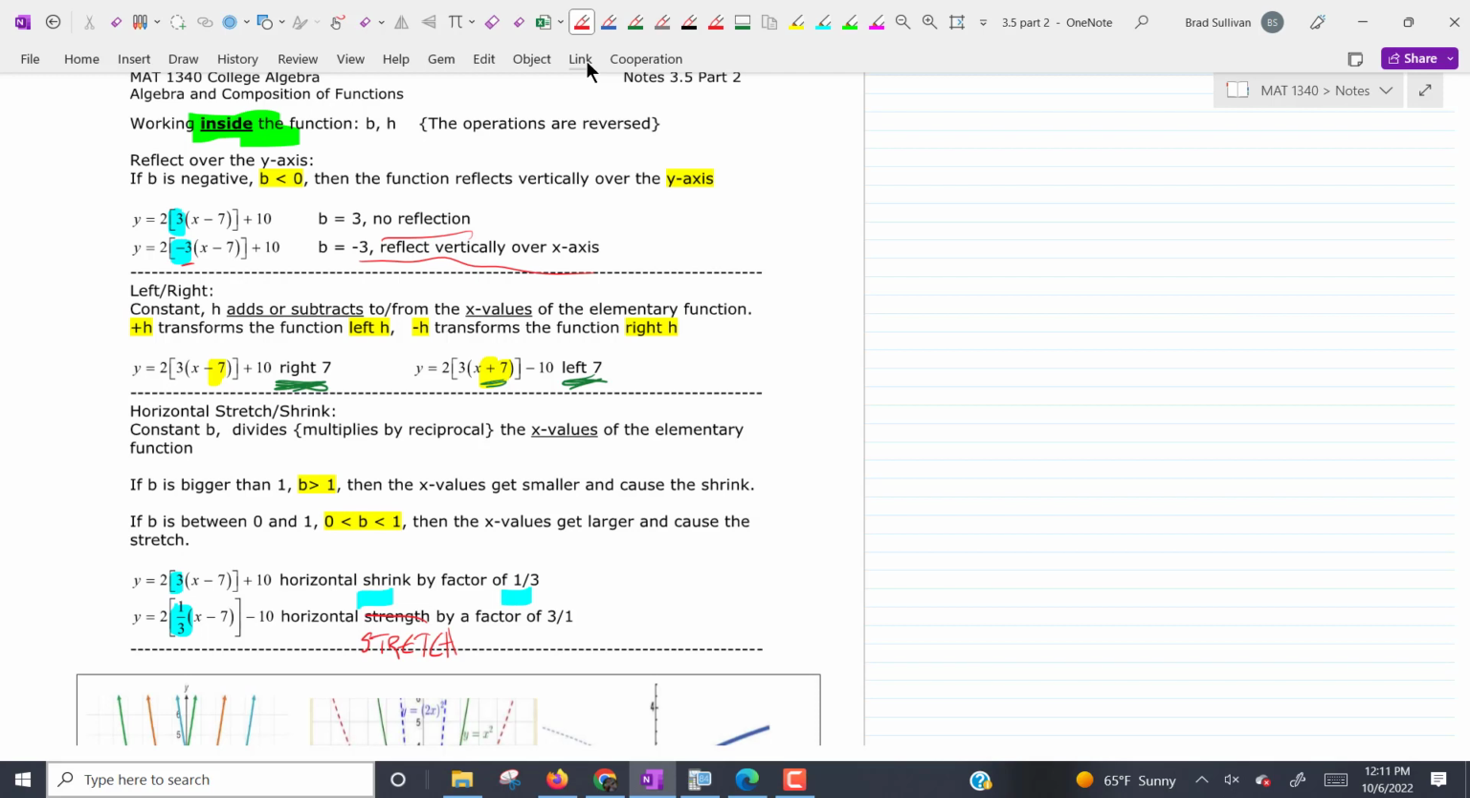All right. So if you get down here, then this number is inside the brackets. It's inside the function. So since it's bigger than 1, you horizontally shrink by the reciprocal. And that makes sense. You shrink by a fraction. It's less than 1. That's 1/3. That's going to cause you to stretch by 3/1.